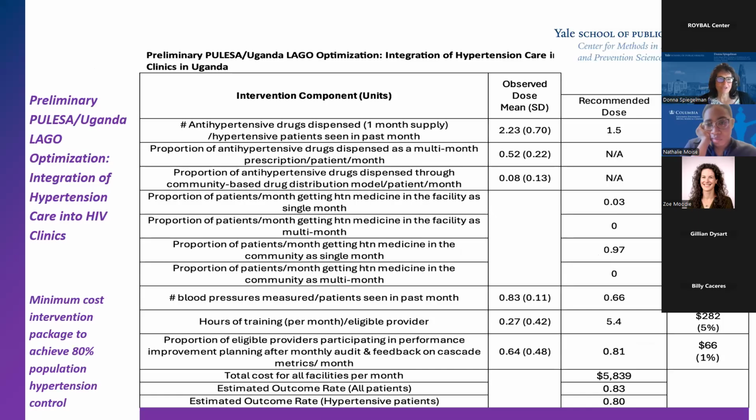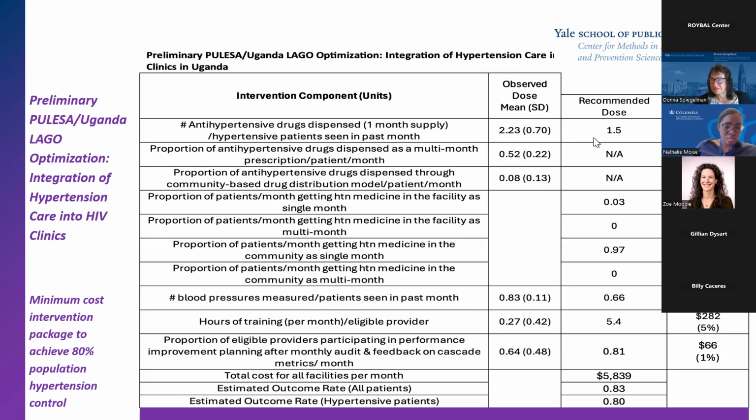So this shows us the optimization in PALISA. First of all, these are again the components up here, 1, 2, 3, 4, 5, 6. We had to cross-classify because there were interactions. And then we have the total cost. We have the estimated outcome rate in all patients and hypertension patients to see how we achieved the goal.